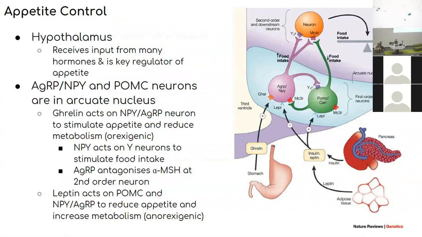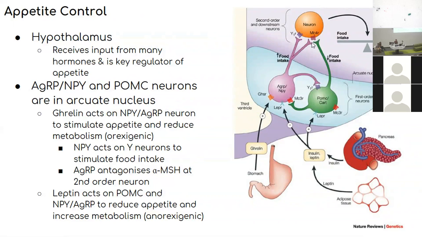So we will stimulate appetite but also reduce our metabolism, because if we're hungry, we don't want to be burning all of our energy, so we'll reduce metabolism. What also happens here is you're going to have inhibition of our alpha MSH, because we don't want the opposite signal to be sent through. So you get this neuron inhibiting here as well as up here.